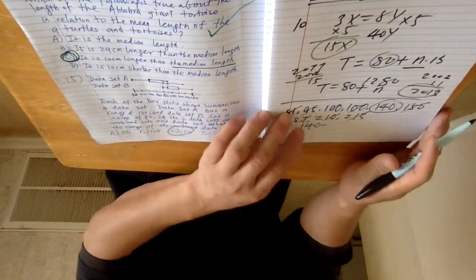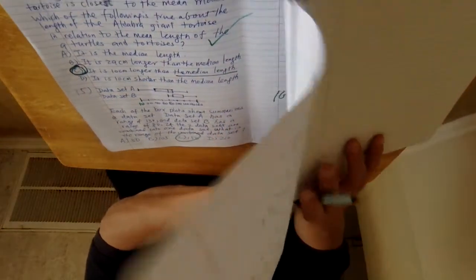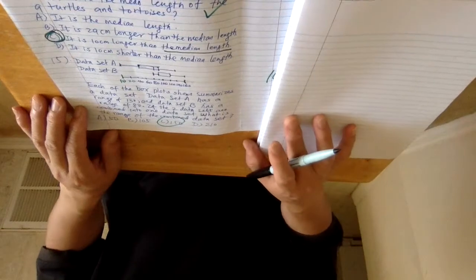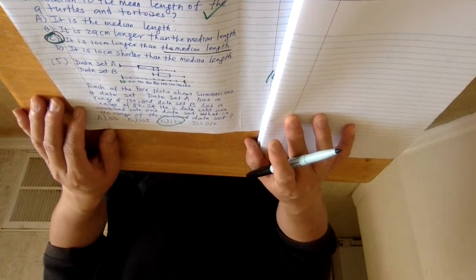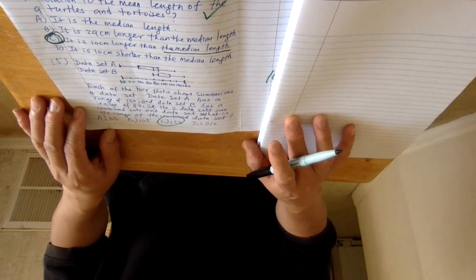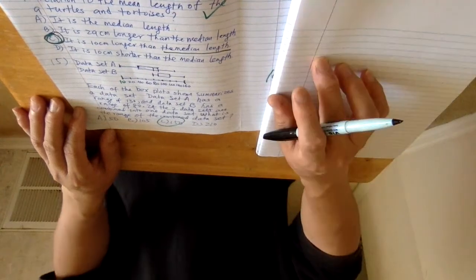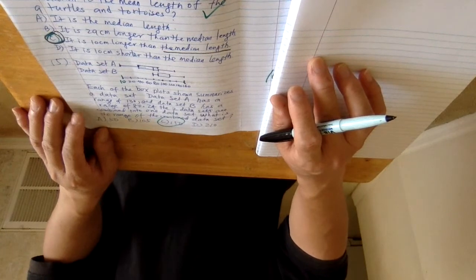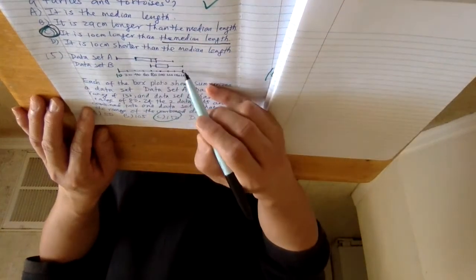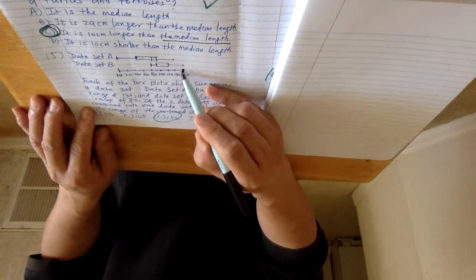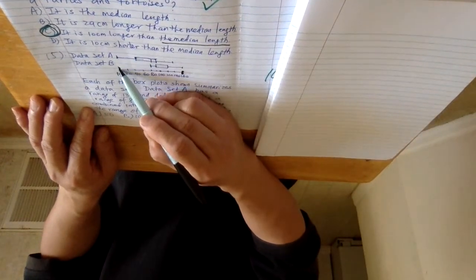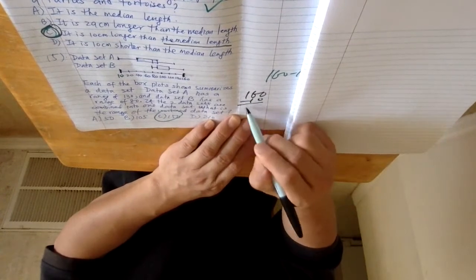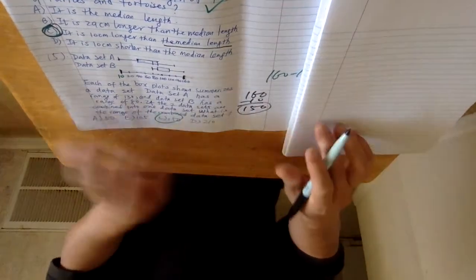Number 15. Data set A and data set B, each of the box plots shown summarizes a data set. Data set A has a range of 130 and data set B has a range of 80. If the two data sets are combined into one data set, what's the range of the combined data set? We know that data B max is 160 and data A min is 10. So we have 160 minus 10 is 150. So the answer will be C.